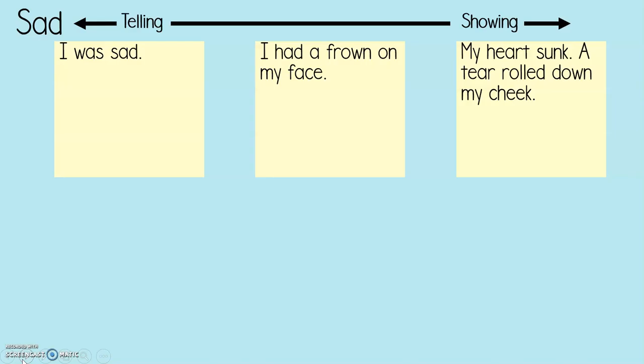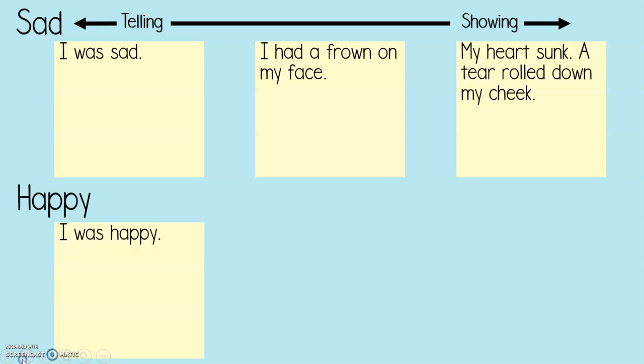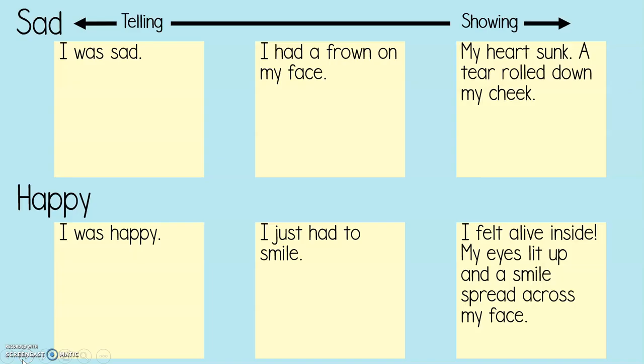Let's do another example. Instead of sad, let's think about happy. We could say, I was happy. That tells your reader exactly how you're feeling, but it's not super interesting. I just had to smile. That's better. That tells us that you're a little bit excited, that something good is happening. I felt alive inside. My eyes lit up and a smile spread across my face. Notice how much more interesting and exciting that wording is. That lets us know that you truly are happy. Your eyes lit up. Our eyes get excited when we get happy or when we have good feelings inside of us. When a smile spreads across our face, we know that you're happy.